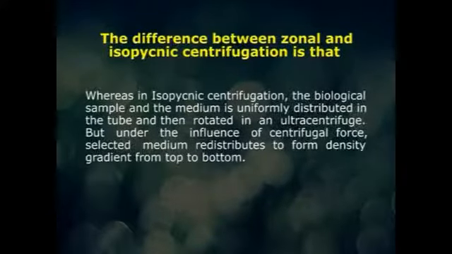The difference between zonal and isopycnic centrifugation is that in zonal centrifugation, a density gradient is already created in the tube with a suitable medium having high density at the bottom, whereas in isopycnic centrifugation, the biological sample and the medium are uniformly distributed in the tube and then rotated in the ultracentrifuge. But under the influence of centrifugal force, the selected medium redistributes to form a density gradient from top to bottom.